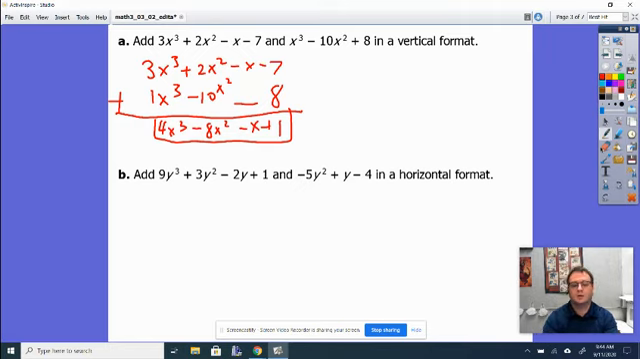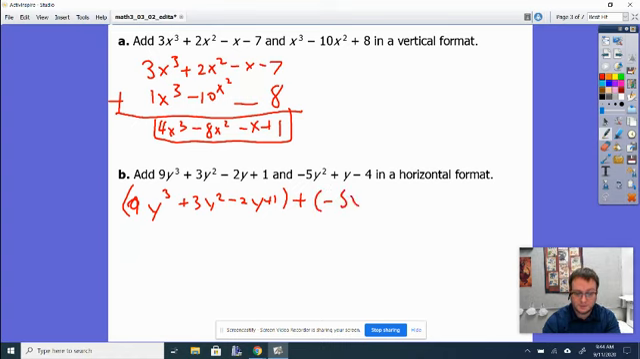So here, let's rewrite this. 9y cubed plus 3y squared minus 2y plus 1. Let's put that in parentheses. Anytime we add or subtract or multiply, we want to put those in parentheses. And you'll see why, especially with subtraction.